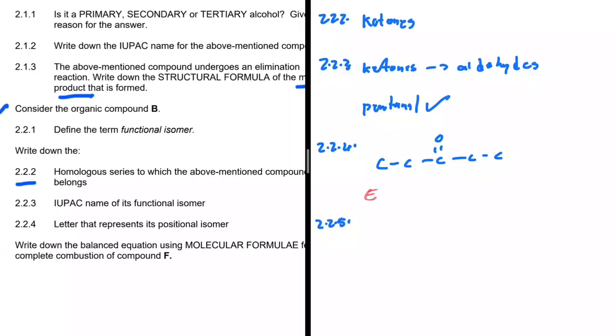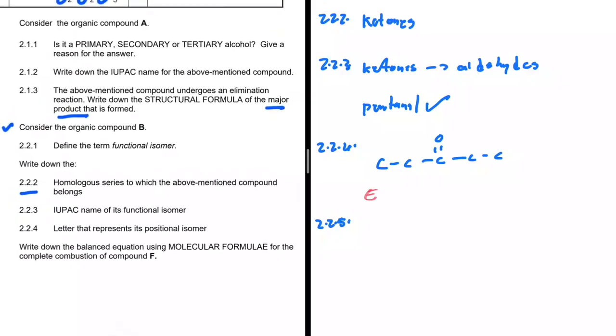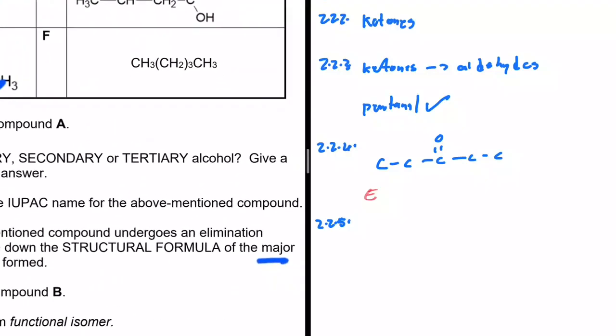Write down the balanced equation using molecular formula for the complete combustion of compound F. So let's take a look at compound F. Compound F is 1, 2, not 2 anymore, but actually 3, so we have 5 carbons in total.